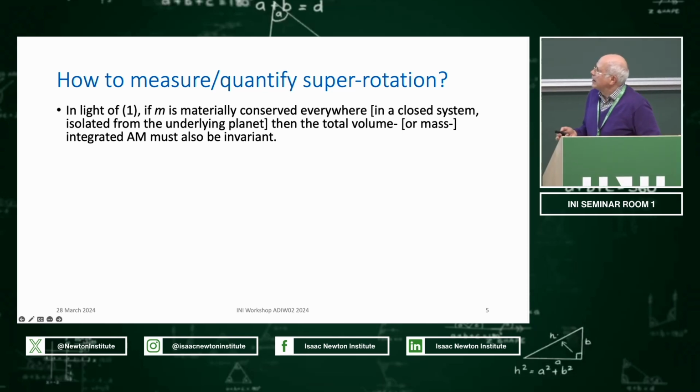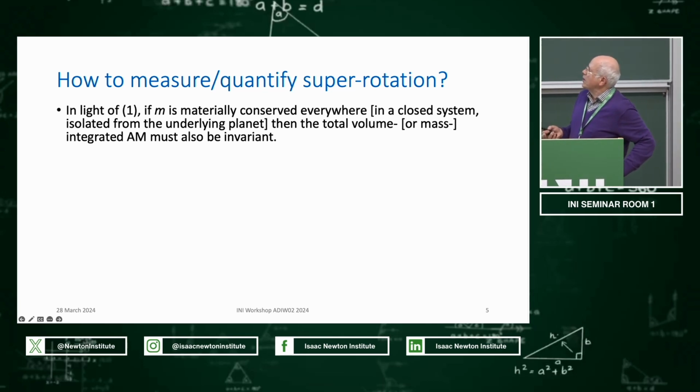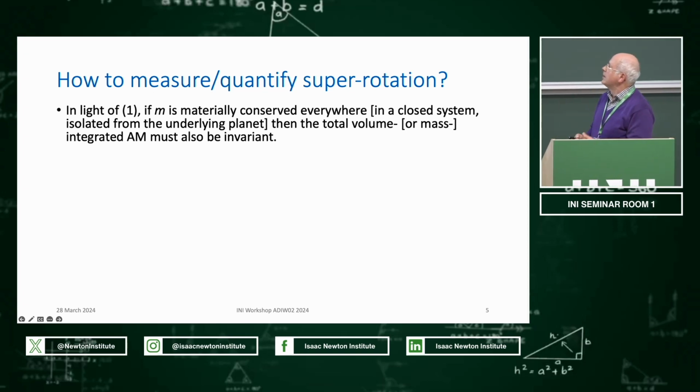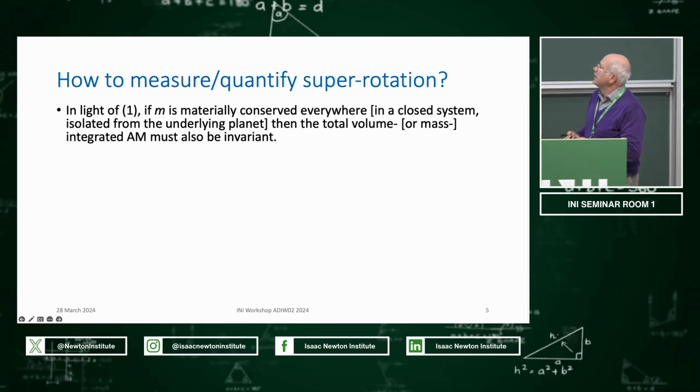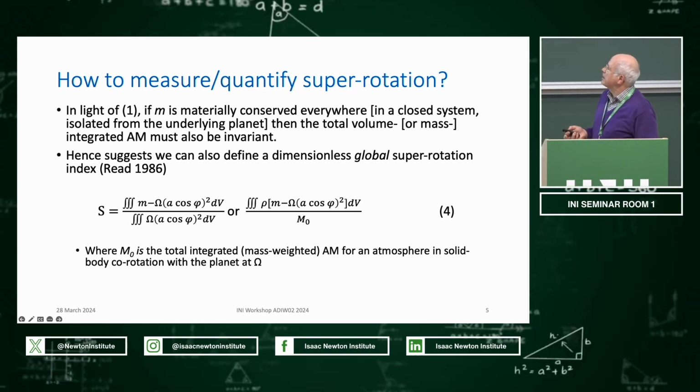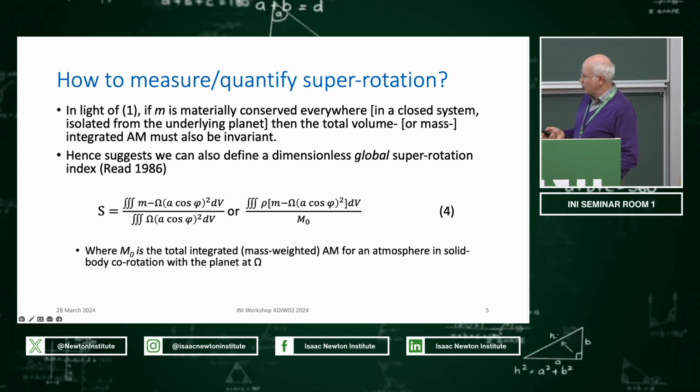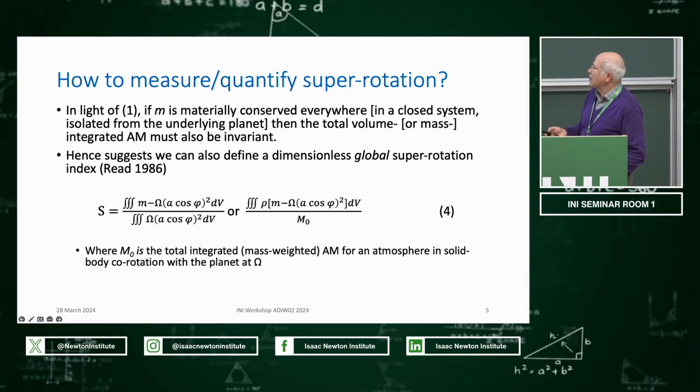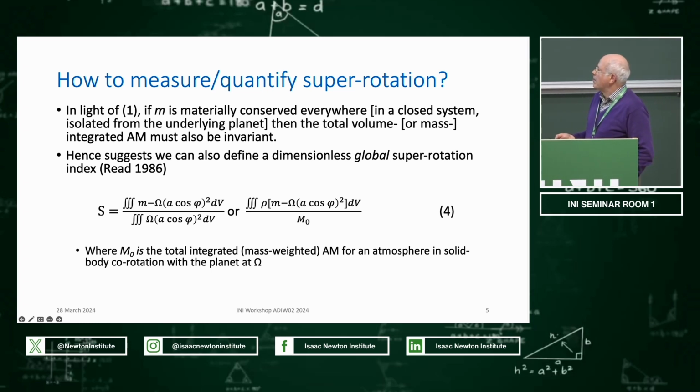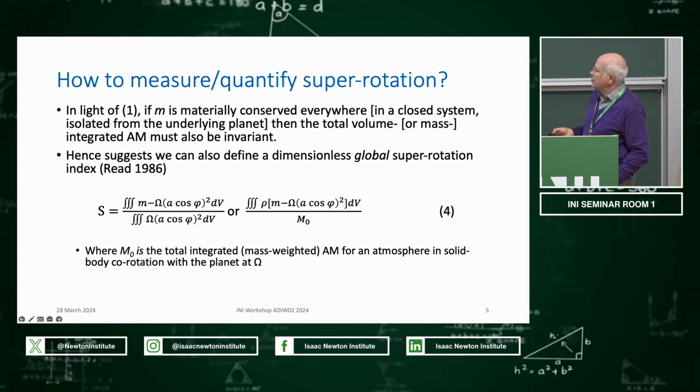Okay, so in light of this conservation law, we can also say that if M is materially conserved everywhere, then in a closed system that is isolated, if you isolate the atmosphere even from its underlying planet, then you can also argue that the total volume or mass integrated angular momentum throughout the whole atmosphere must also be invariant. So we could also define a dimensionless global measure of superrotation by integrating the excess angular momentum over the solid body value. So we can also get these integral measures.